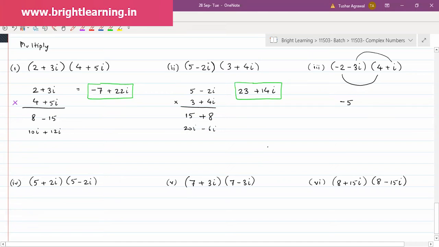And for the imaginary part, no need to bother about the signs. Just multiply alternately. Minus 2 will be multiplied by 1. That is negative 2 only. And minus 3 will be multiplied by 4, that is negative 12 only. Negative 12 and negative 2, that is negative 14 times i. Okay.